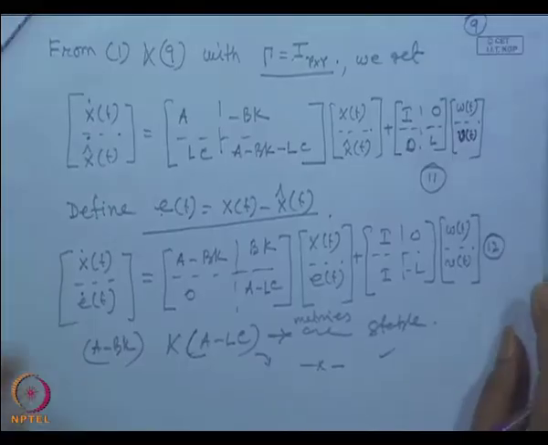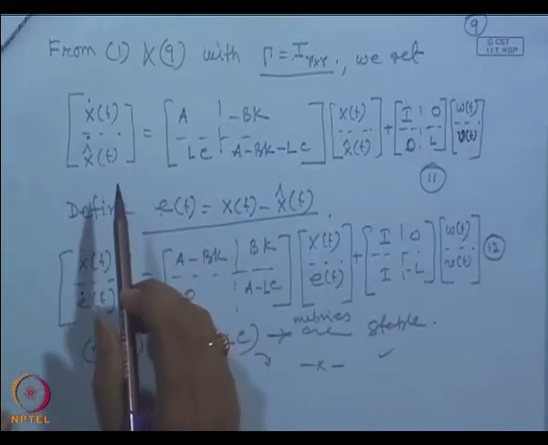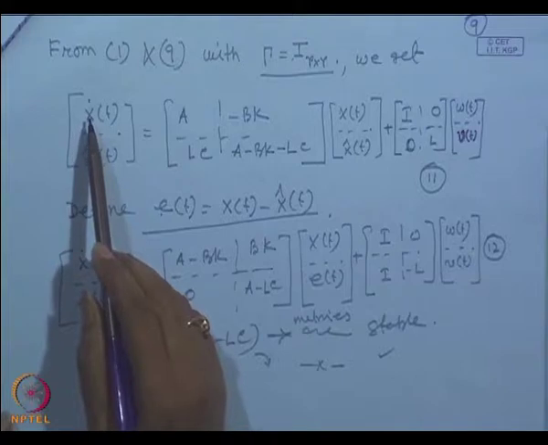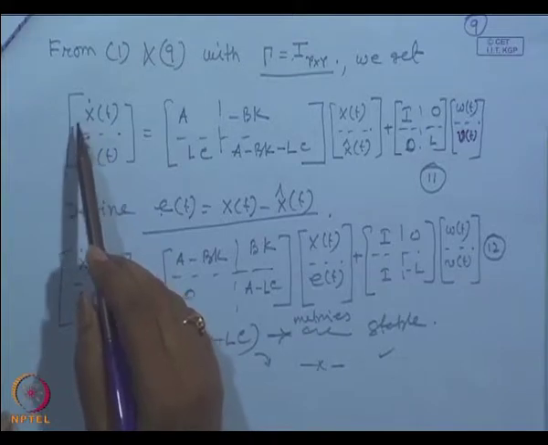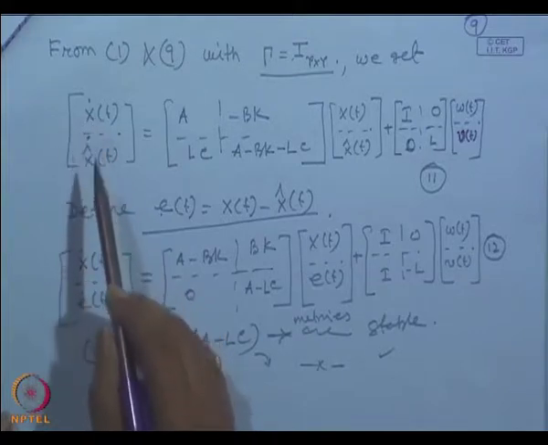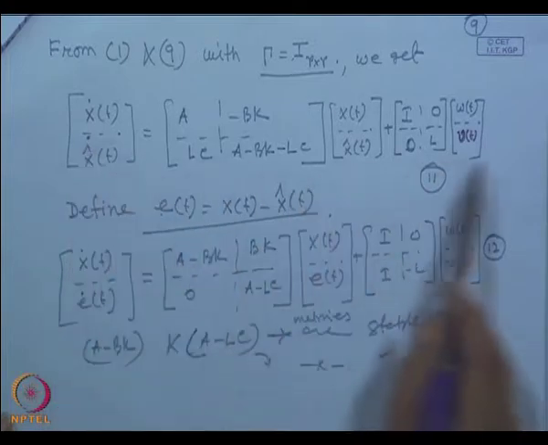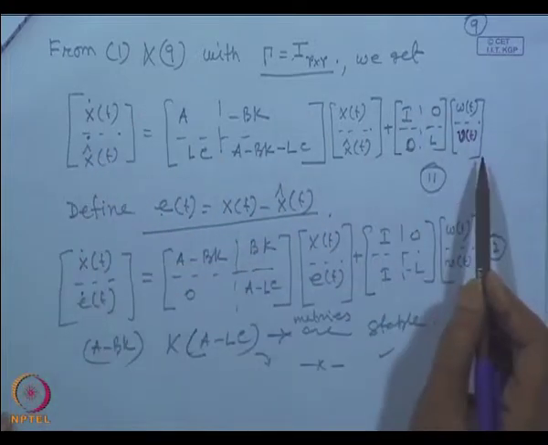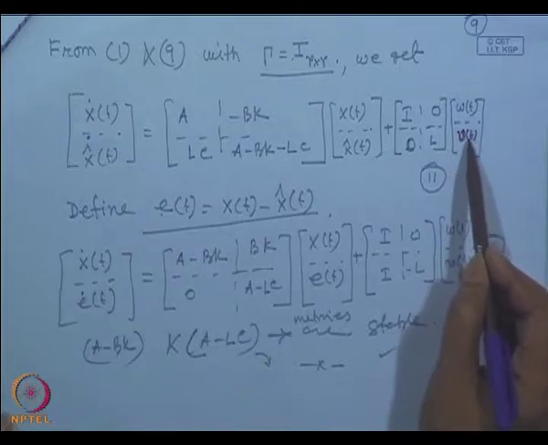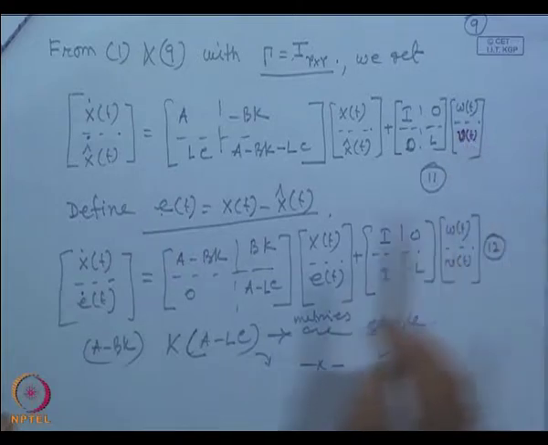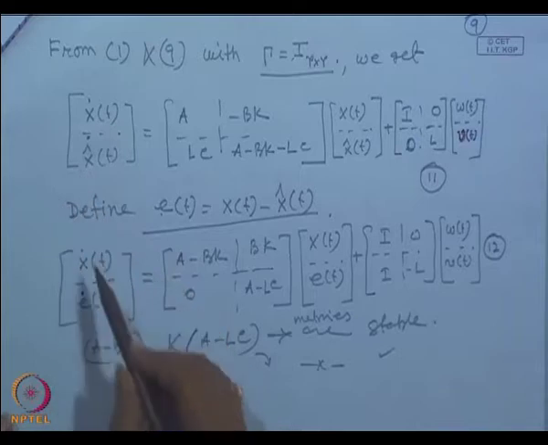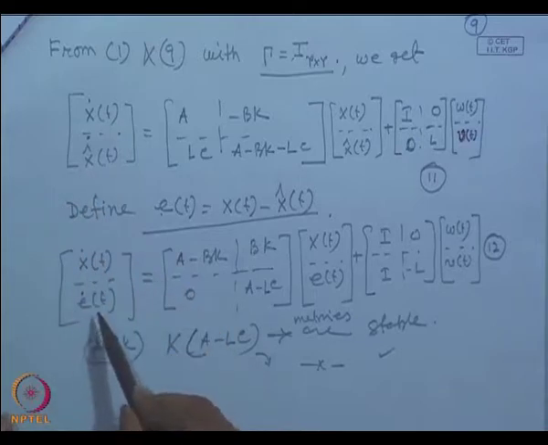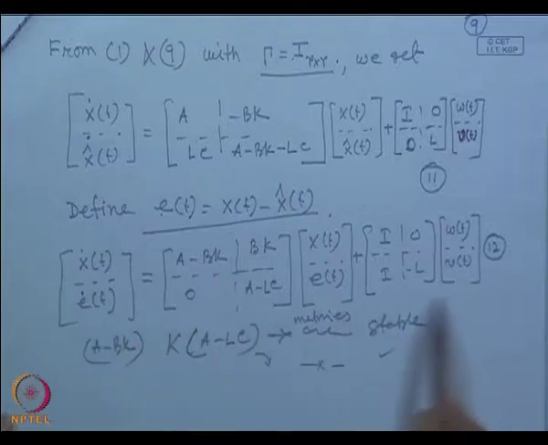Last class we discussed the LQG problem, and finally we came up with an expression for the dynamic equation of the system or process dynamics and the estimated dynamics, where v of t is the measurement noise. This equation can be rewritten as the state equation augmented with an error equation.